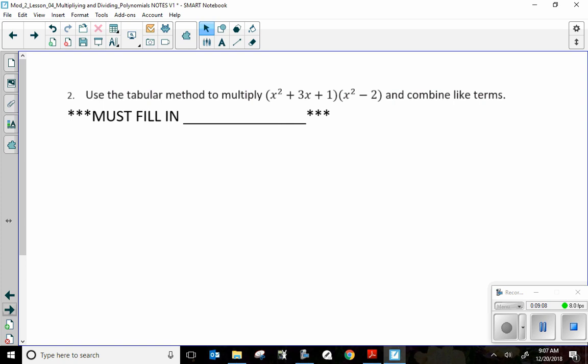All right? Now I have a little note here. And it says, well, let's read number 2. Use the tabular method to multiply x squared plus 3x plus 1 times x squared minus 2. And then combine like terms. Okay? Because I don't want to just leave like terms floating around in the same expression. I want to combine like terms. But you see these asterisks here. It says must fill in. Are you ready?